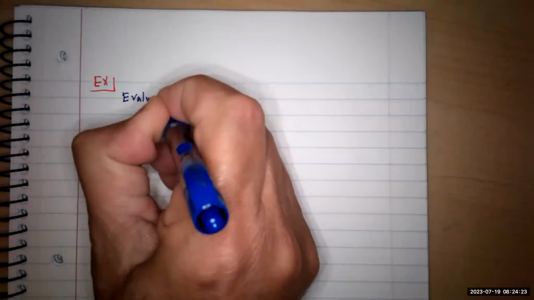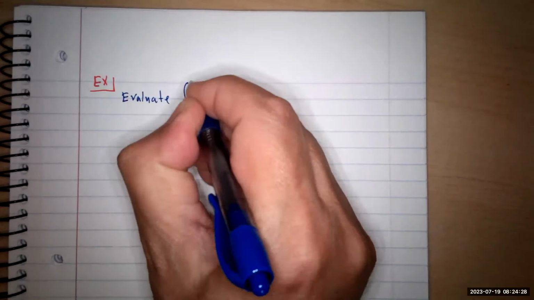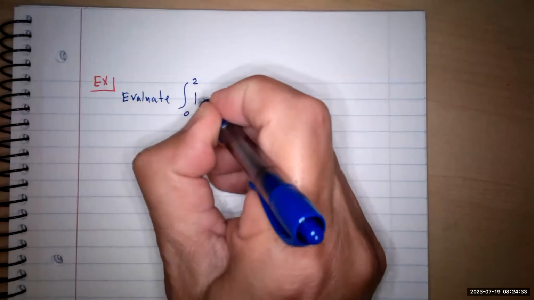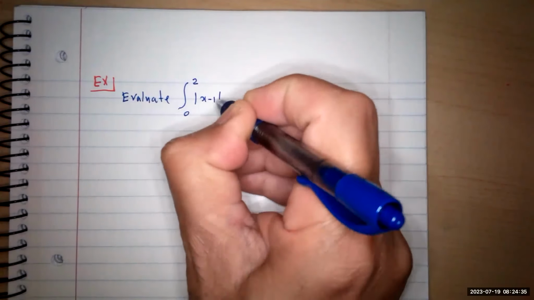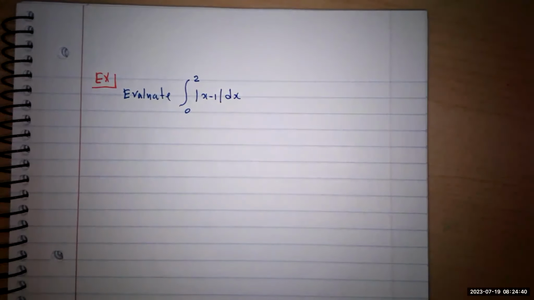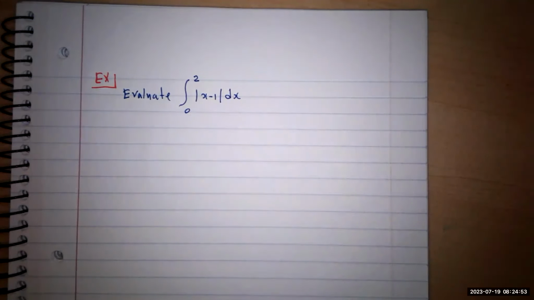You want to evaluate the integral from 0 to 2 of the absolute value of x minus 1, dx. You have a number of them in your book. You know that as we did before, taking the integral or using any formula, you have to take care of the absolute value. You have to drop it. Otherwise, you cannot use any formula.